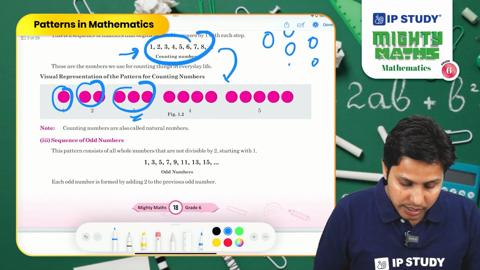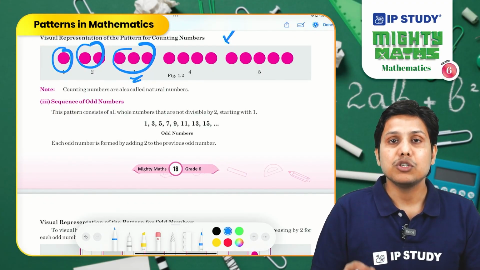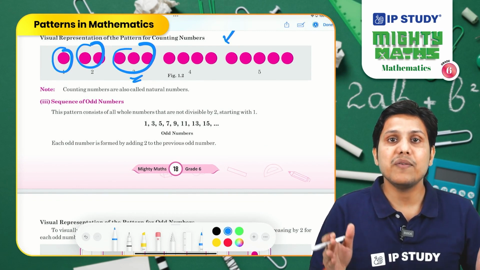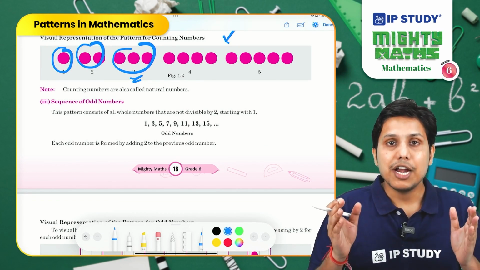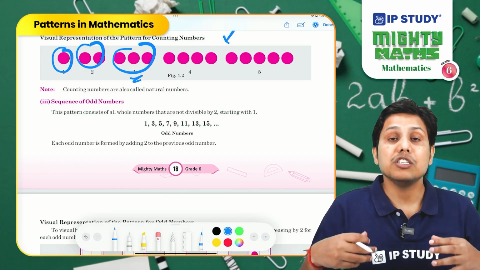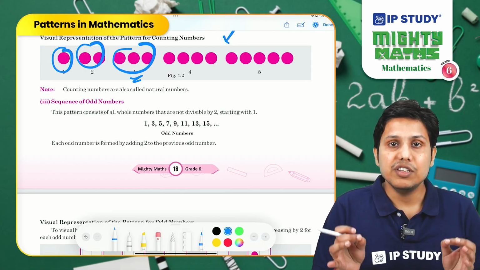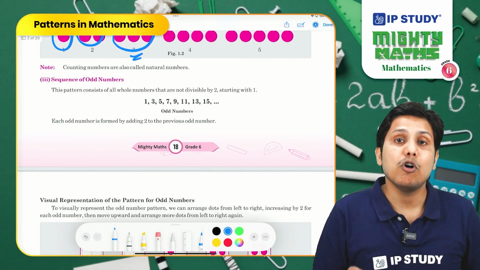Similarly, the next topic is sequence of odd numbers. Students, we already know from our previous classes what the difference is between an odd number and an even number. So basically, an odd number is a number which is not divisible by 2, whereas an even number is divisible by 2. Let us observe how these numbers form a pattern.